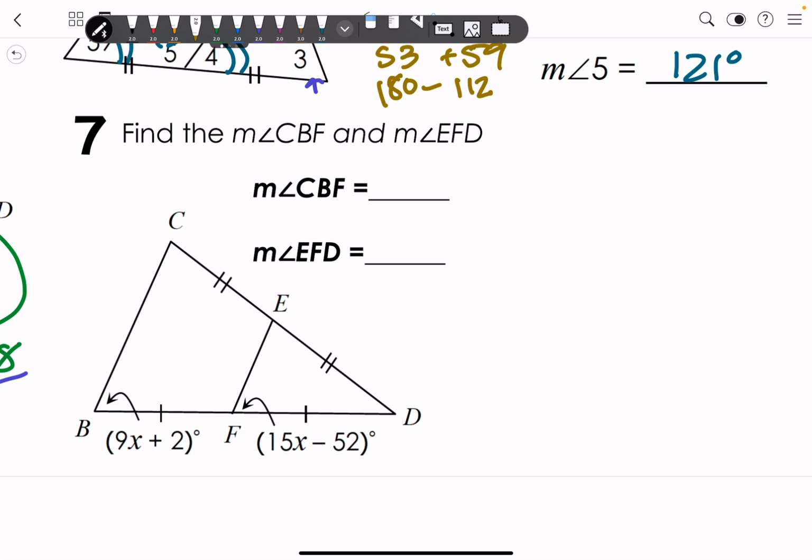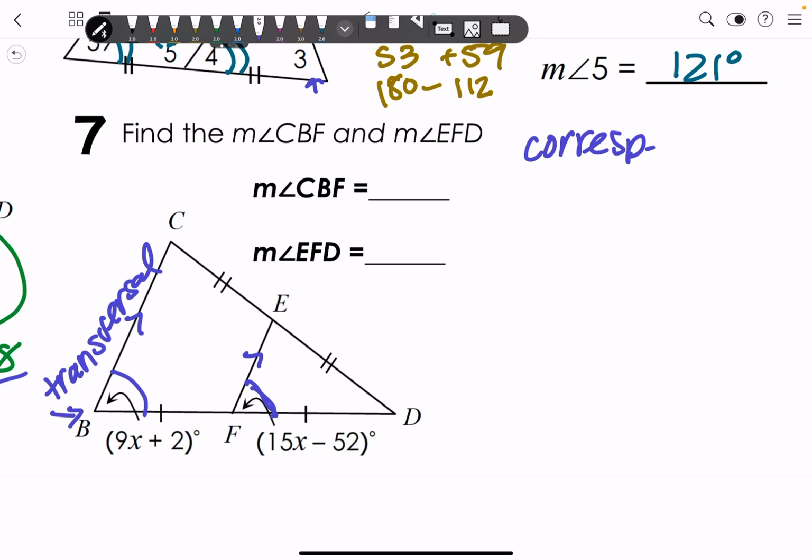All right, so this one we are going to be finding the measure of angle CBF and the measure of EFD. Now I've drawn these congruency marks because they're corresponding angles on this transversal. All right, so that means we can set them equal to each other and then solve for x. So I want you to pause your video, solve for x. You're going to end up getting x equals 9.